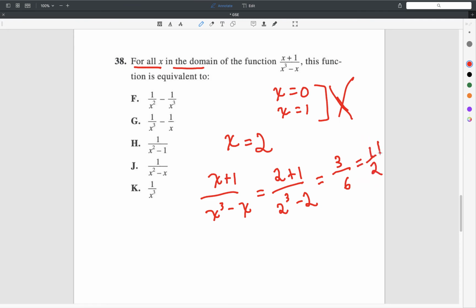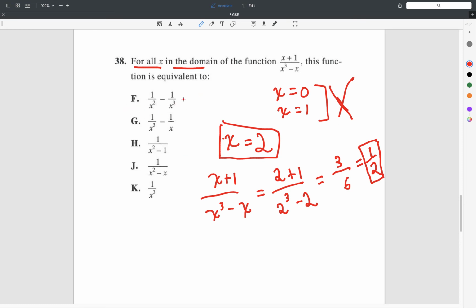Now that we have our answer, now that we see what this thing is actually equal to, the next step is we go to each of these answers and we plug in x equals 2, because that was the number we originally chose. And whichever answer gives us this is going to be the correct answer, as long as there's not more than one that works. So let's go ahead and try this out.